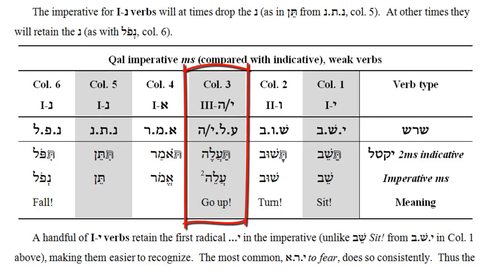Finally, column 3 presents a third yod-hey verb. Alah has been selected as a sample. The indicative is ta'aleh, you will ascend. Notice that when we form the imperative, while the loss of the prefix is typical, the theme vowel has shifted from a segol in the indicative to a tsere. So, to command someone to go up, to ascend, it would be expressed aleh, not aleh with a segol.